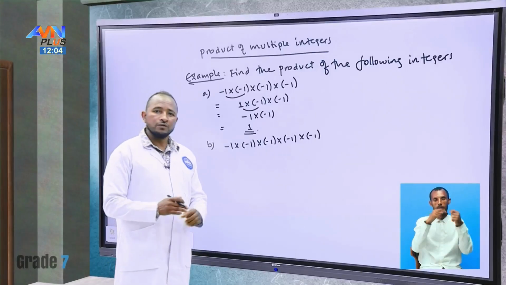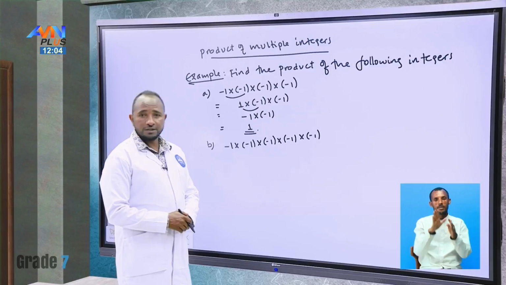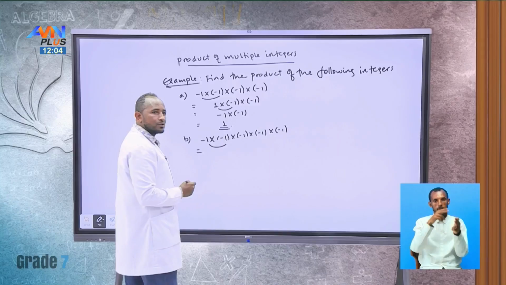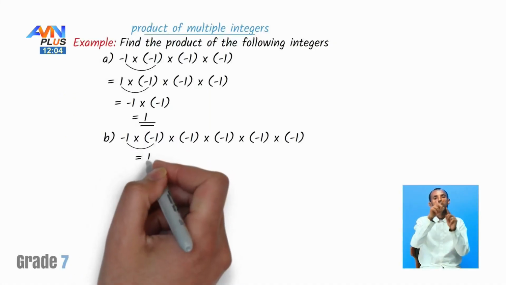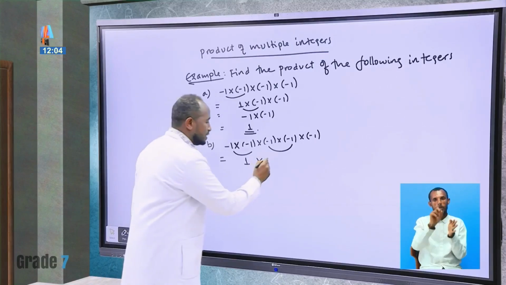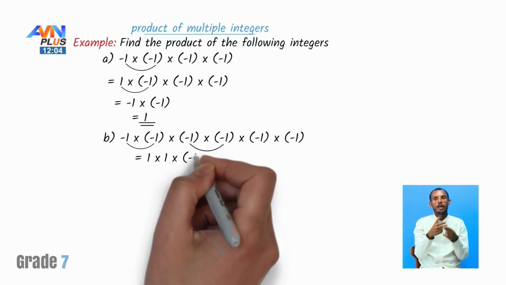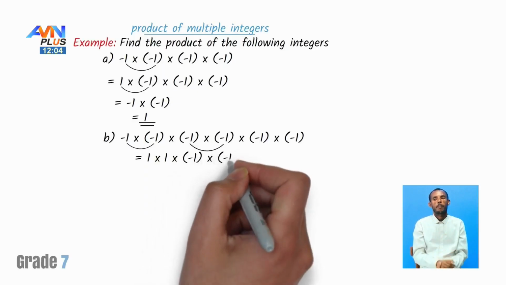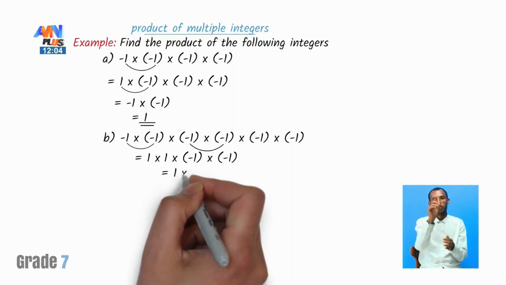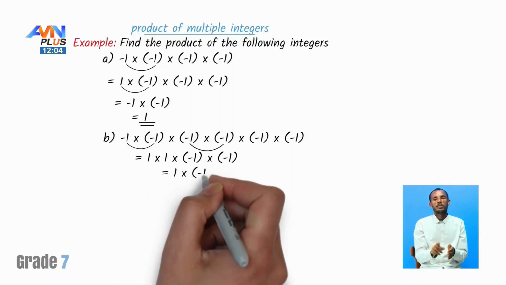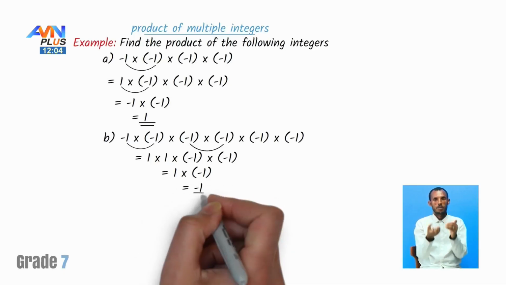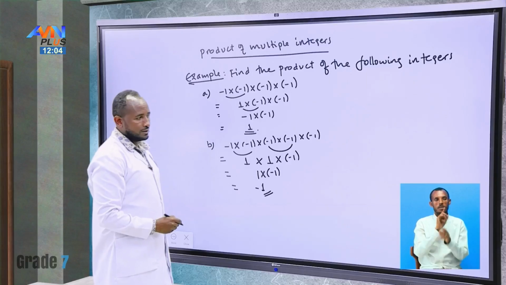Students, have you tried the question? Good. Let's see the answer together. When you multiply these two, minus 1 times minus 1, you have positive 1. Again, let's multiply these two. Minus 1 times minus 1 gives us positive 1, times the remaining minus 1 here. So 1 times 1 is 1, times minus 1. So the final answer will be 1 times negative 1, which is minus 1. This will be the answer.